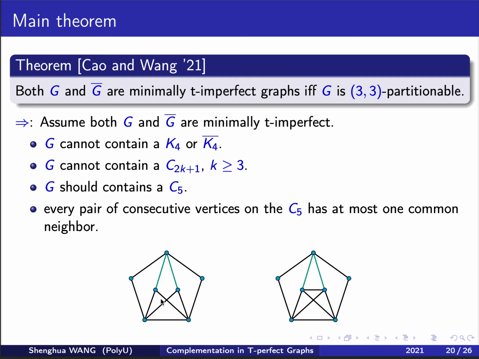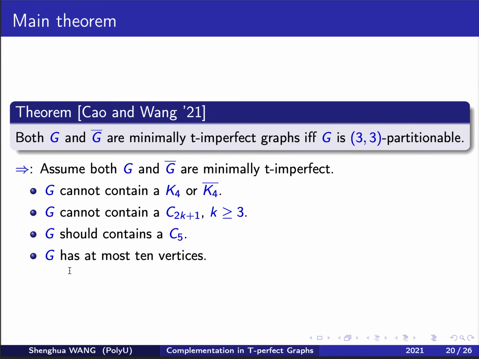And we show that every pair of consecutive vertices on the 5-cycle has at most 1 common neighbor. Otherwise, if it has more than 2 common neighbors, we can see from these 2 graphs as an example, it will contain a K4 or contain an independent set with cardinality 4, and that contradicts our assumption 1. Now we can conclude that the graph G has at most 10 vertices.